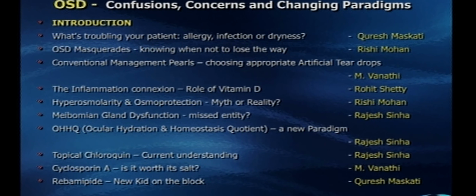So this is what the structure of this course is going to be. We'll start with having Dr. Maskati tell us about what's really troubling the patient from a clinical point of view. Then we'll see how there are other aspects of the ocular surface disorders which mimic the dry eye and discuss those. And then Dr. Vanathi will be talking about how to choose an appropriate artificial tears and the conventional management of dry eye syndrome. Dr. Rohit Shetty is going to be telling us about the role of vitamin D and how the inflammation is coming up in a big way in ocular surface disease.